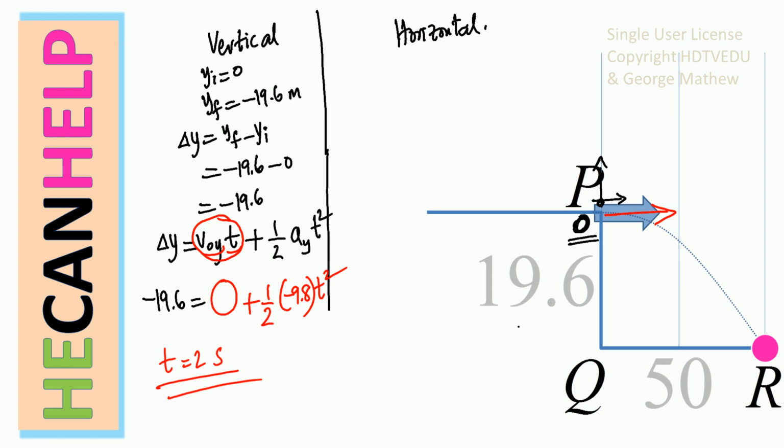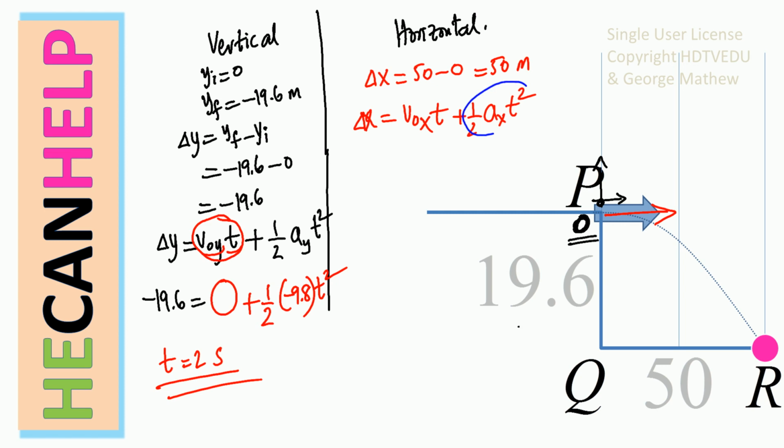Along the horizontal, what do you see? Point R is 50 meters out, so it is 50 minus 0. What is delta x? It is 50 meters. And you know that delta x is equal to v0x, initial velocity along the horizontal, times time plus 1/2 acceleration along the horizontal times time squared.